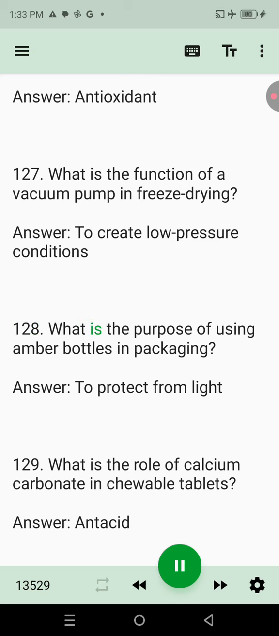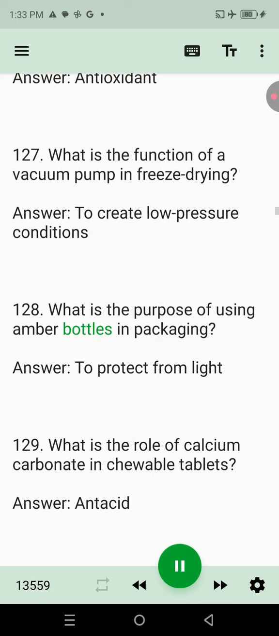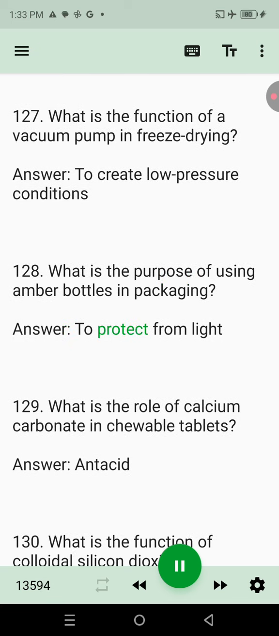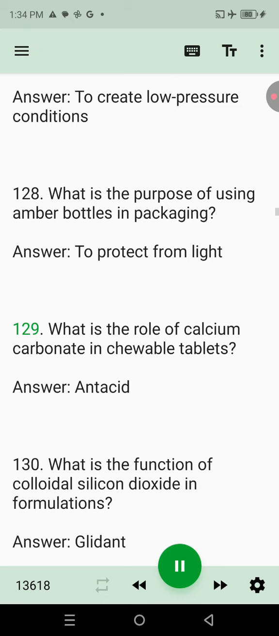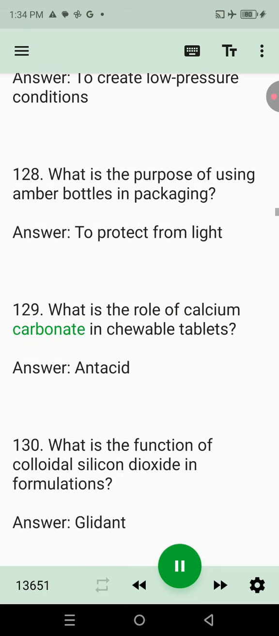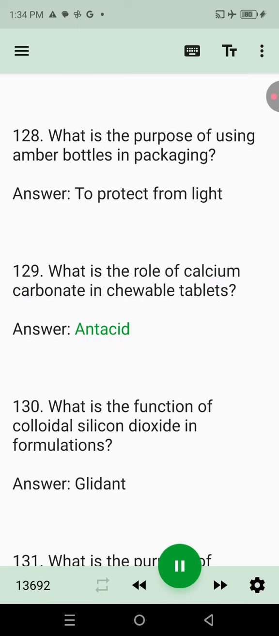128. What is the purpose of using amber bottles in packaging? Answer: to protect from light. 129. What is the role of calcium carbonate in chewable tablets? Answer: antacid.